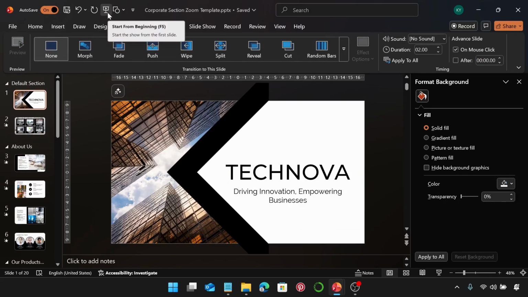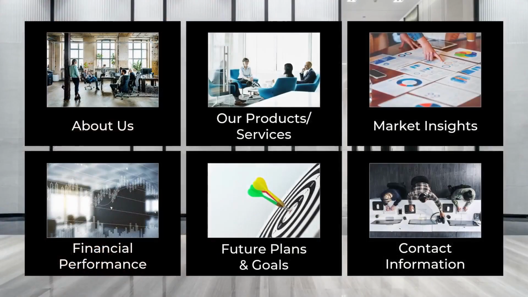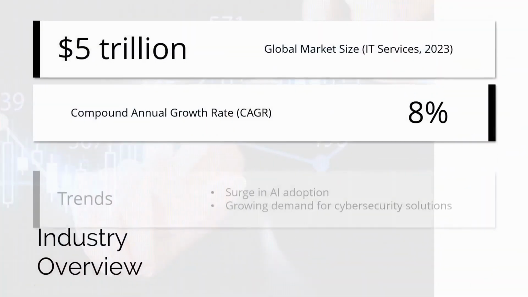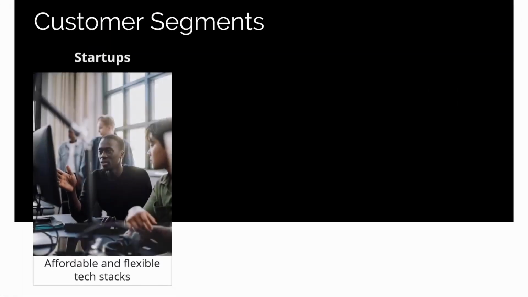So now let's go back to the first slide, or you could just start your presentation from here. So let's start our presentation from the beginning and see what it looks like. So we have our first slide, and when I click on my arrow key, we'll have our sections. You can click on any of the section if you want to go. Let me say I click on market insights, and I'm going to use my arrow key and we'll go to the next slide.